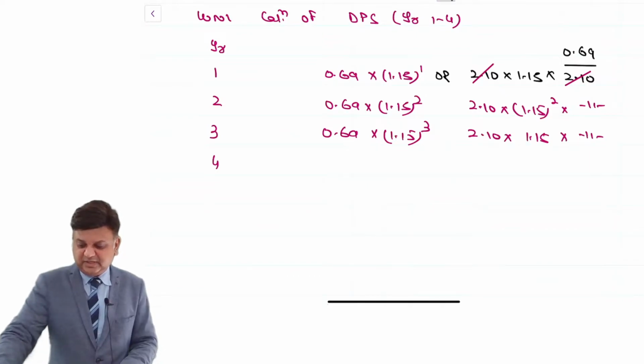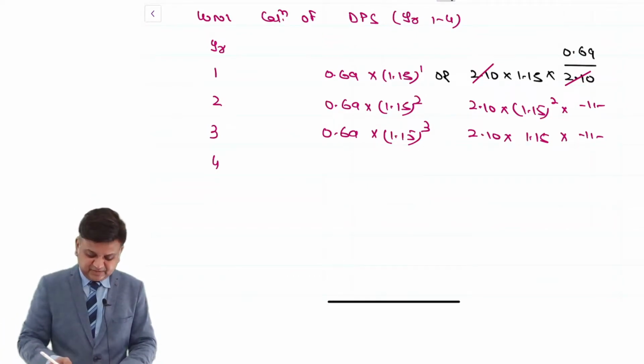So the first year dividend is 0.7935, so I'm writing 0.79 paise.